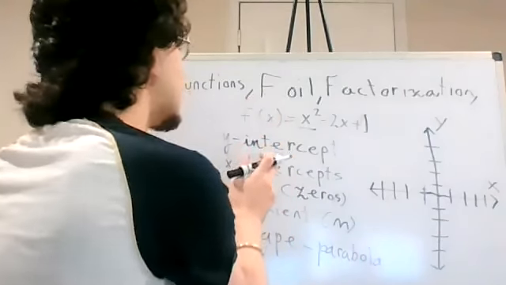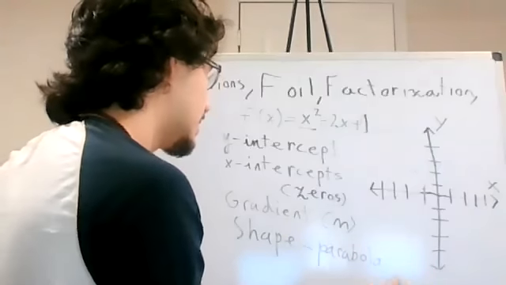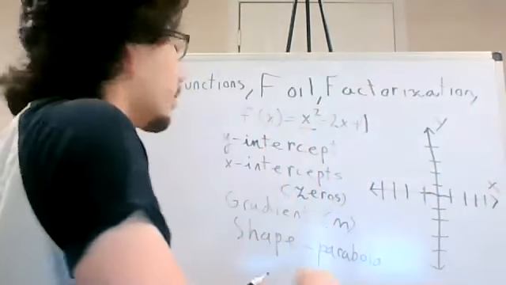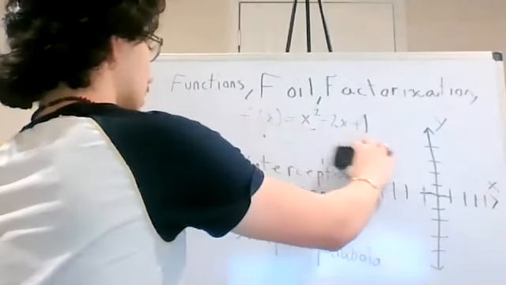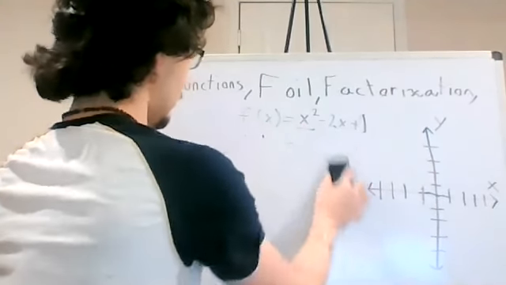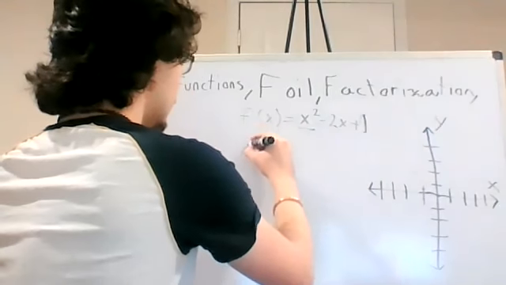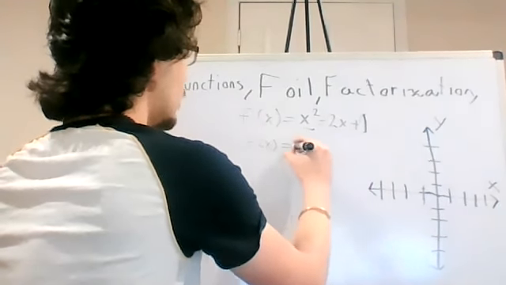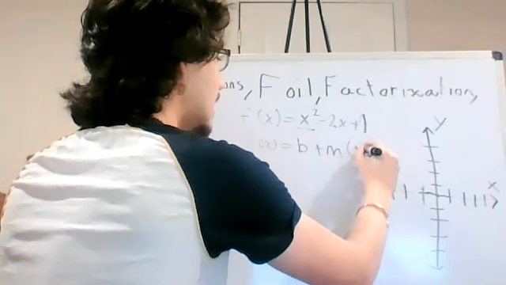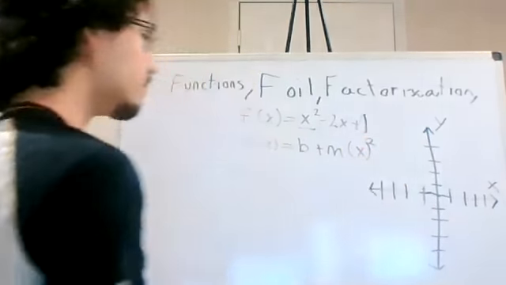To find these other ideas, we want to write the kind of standard notation for the function. So we need a little room. So our function will be f(x) equals y-intercept plus the gradient times our term, which is x squared. This is what it should look like.